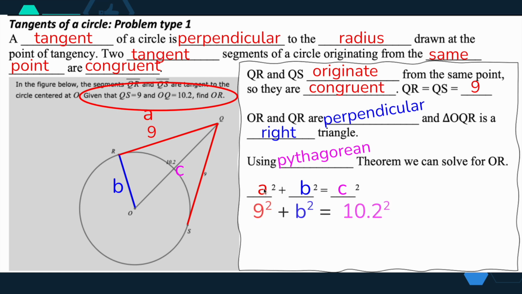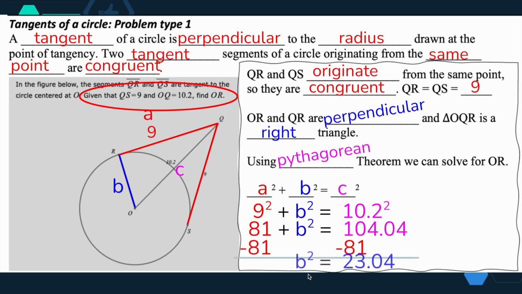Now we'll fill this in. We have 9 squared plus b squared, because I decided that QR was A and OR was B, and then C squared is 10.2 squared. Now we square them. 9 squared is 81, b squared stays b squared for a moment, and 10.2 squared is 104.04. Now I'm going to subtract 81 from both sides so that I can get b squared by itself. I end up with b squared equals 23.04.